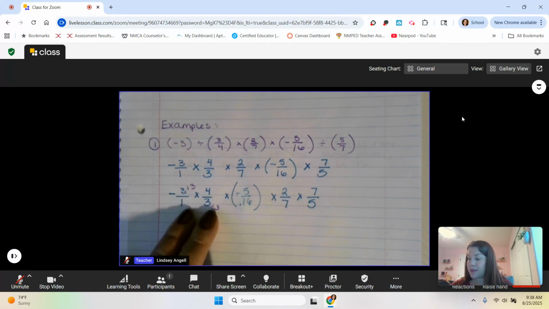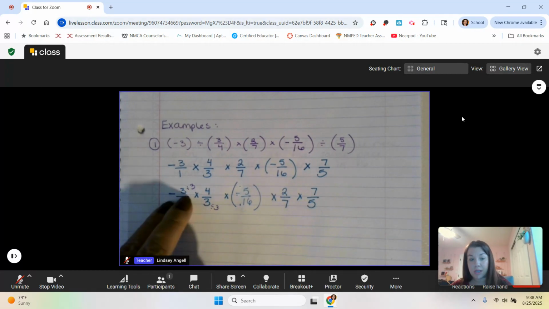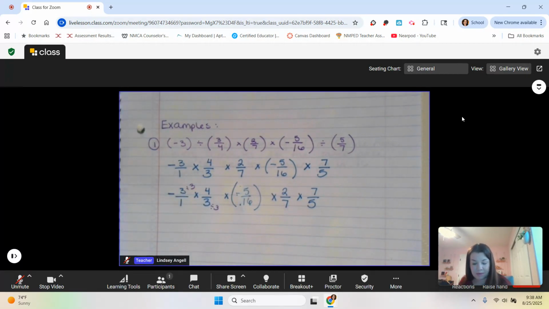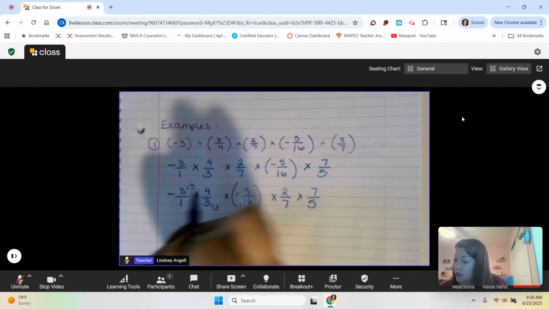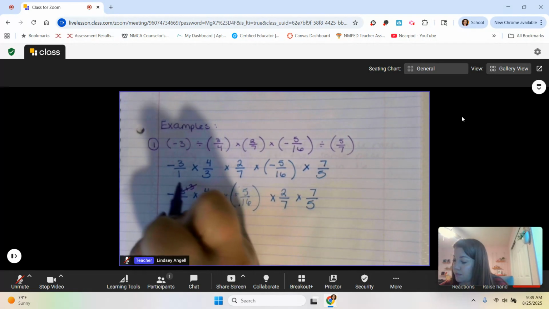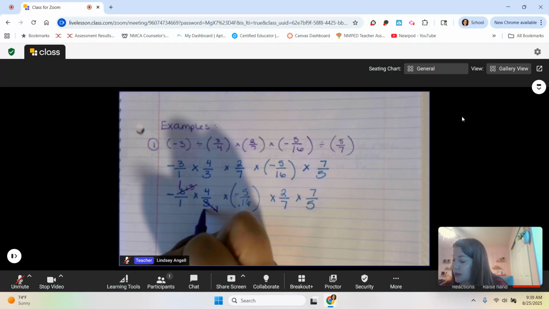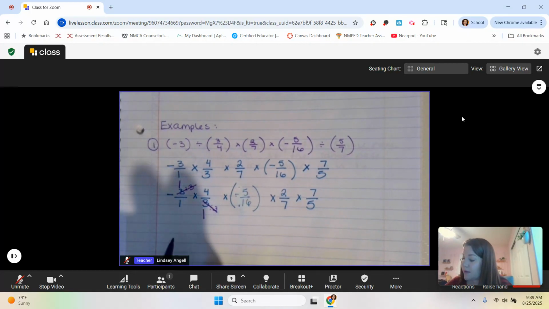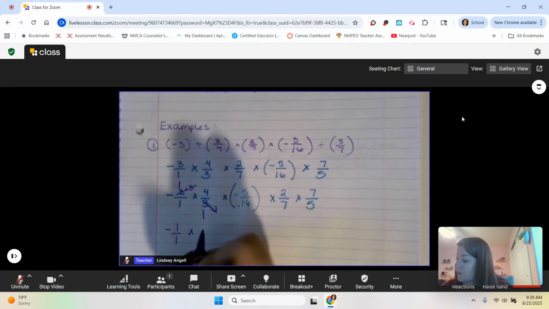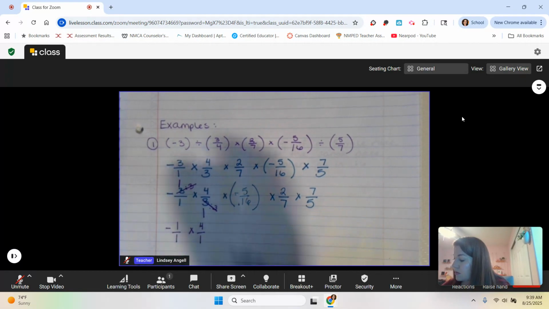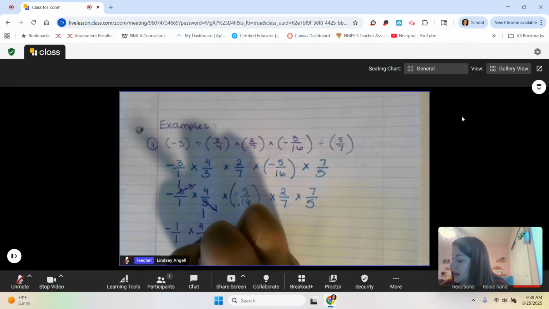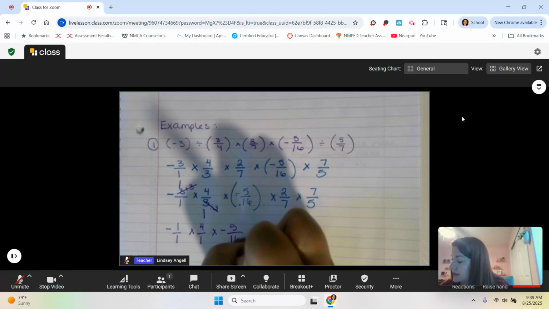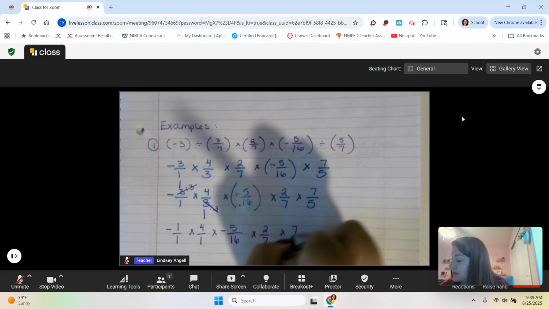And because I'm multiplying them together, eventually I would be multiplying straight across, and then I'd be able to reduce by 3 later, or I can do it now and make my life a little easier. So 3 divided by 3 is 1. 3 divided by 3 is 1. So now I can rewrite these. I've still got this negative. I have negative 1 over 1 times, and I haven't touched my 4 over 1 yet. 4 over 1 times negative 5/16 times 2/7 times 7/5.